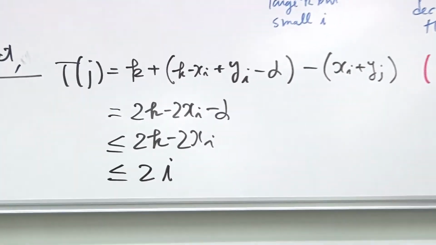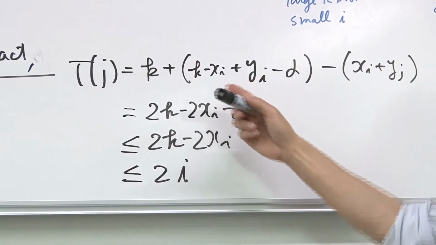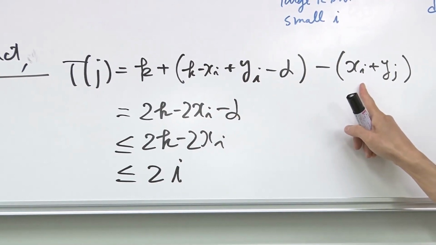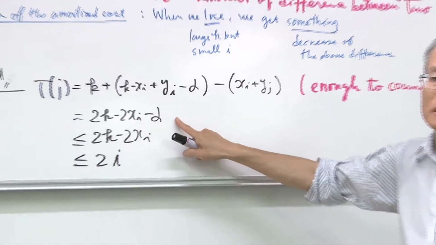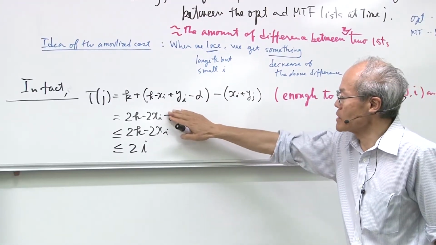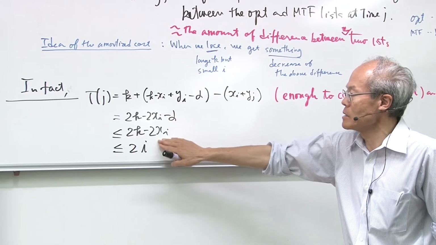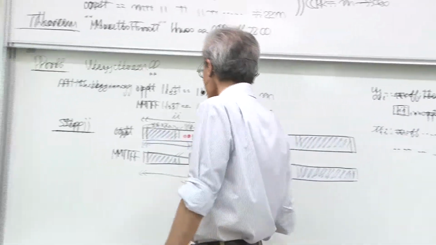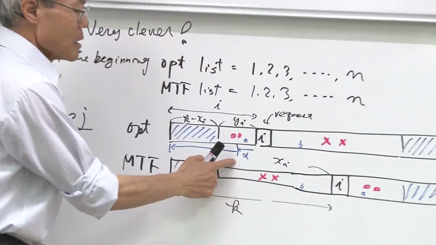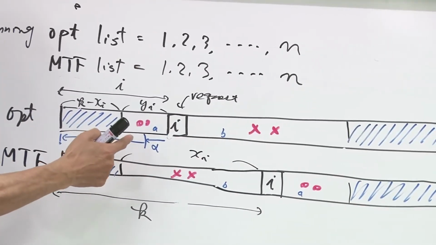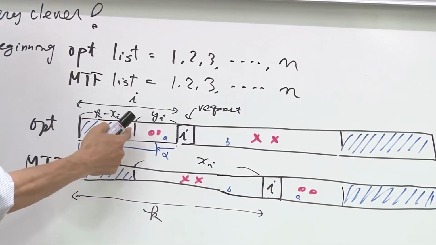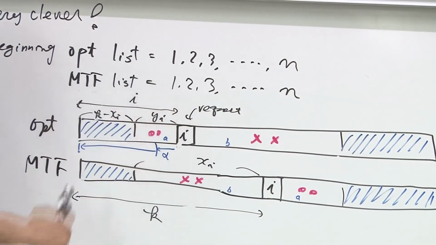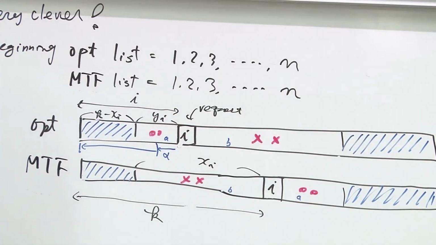Just a simple calculation. This value is exactly 2k minus 2xi minus alpha. By neglecting minus alpha, this can be bounded by this guy. And k minus xi is what? I'm sorry, k minus xi is at most I.